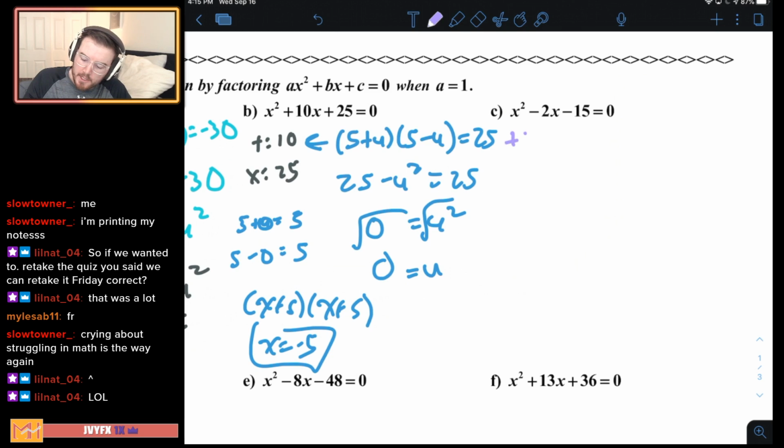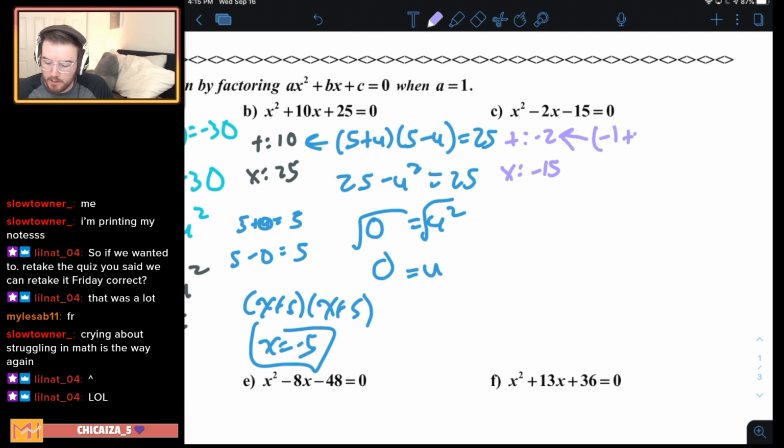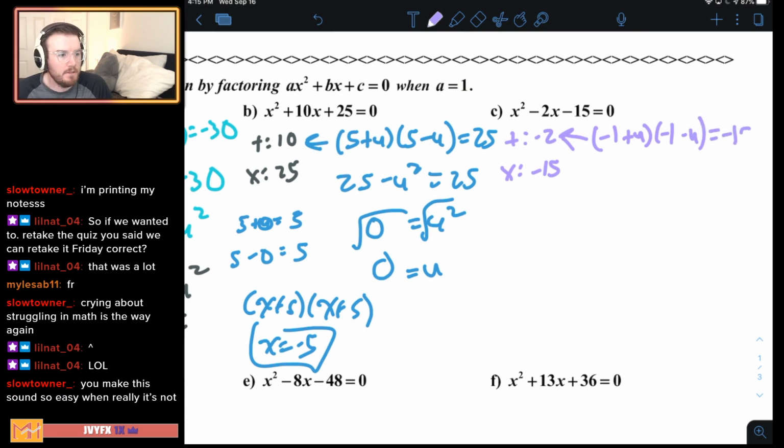So I need two numbers that add to negative 2 and multiply to negative 15. Take half of this number, add u minus u. So negative 1 plus u, negative 1 minus u equals negative 15.